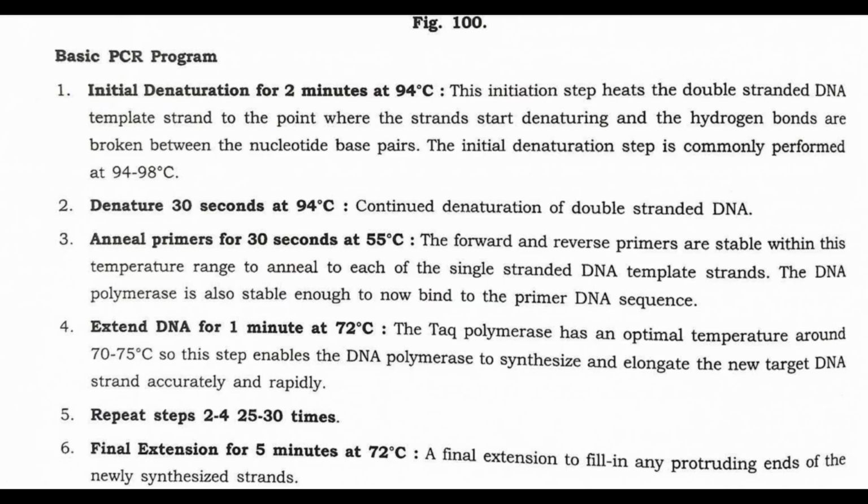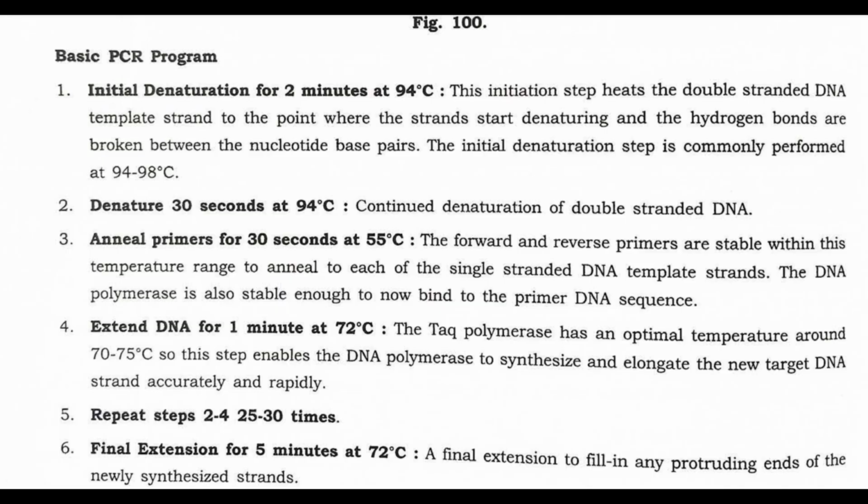Second, denature for 30 seconds at 94 degrees Celsius. Continued denaturation of double-stranded DNA. Third, anneal primers for 30 seconds at 55 degrees Celsius. The forward and reverse primers are stable within this temperature range to anneal to each of the single-stranded DNA template strands. The DNA polymerase is also stable enough to now bind to the primer DNA sequence.